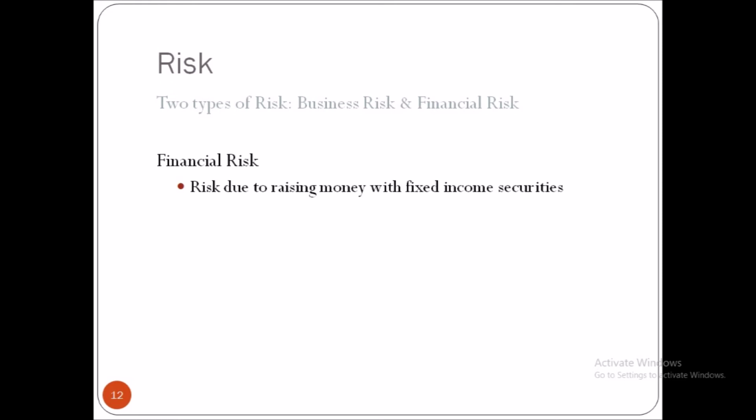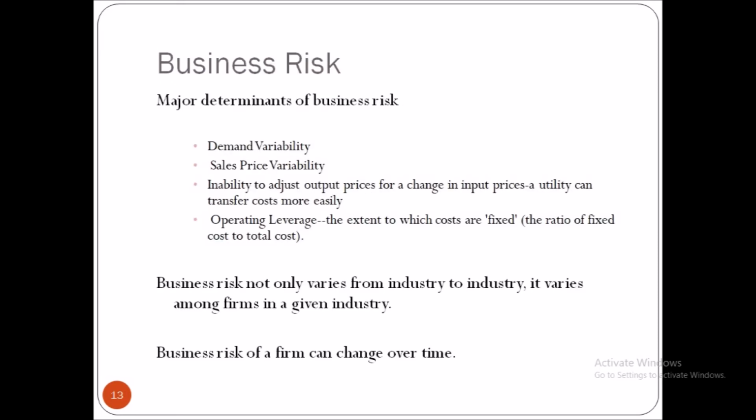The major determinants of business risk are demand, sales price, and variability. Business risk not only varies from industry to industry, but it can also vary among the industry's firms. Business risk of a firm keeps on changing from time to time.